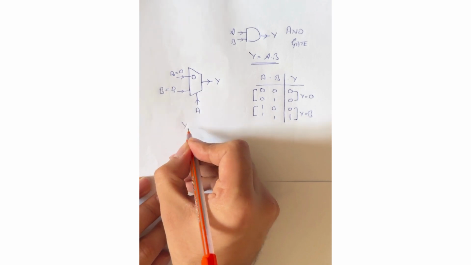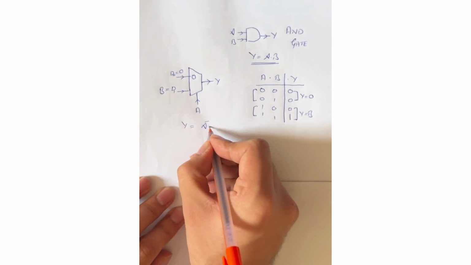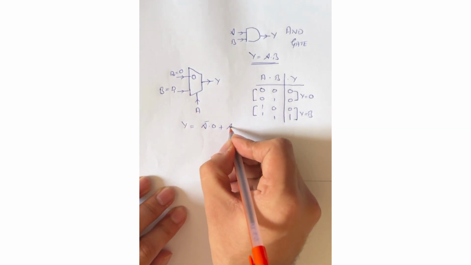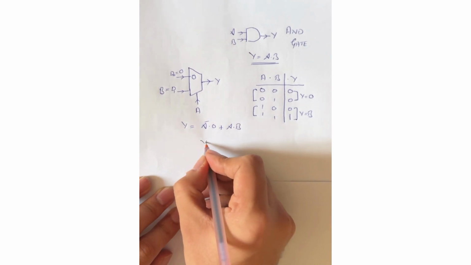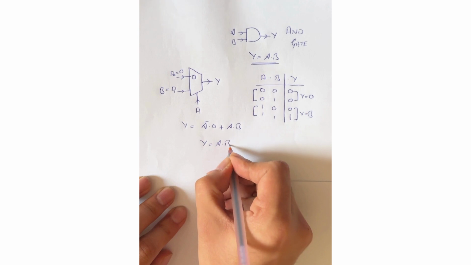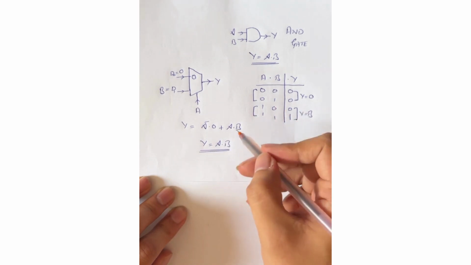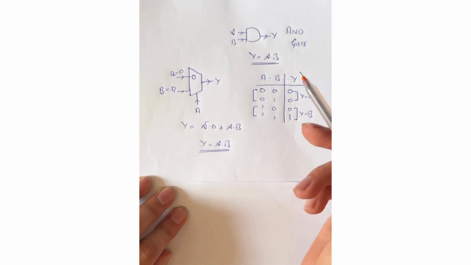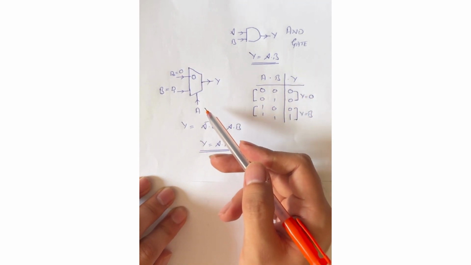Now coming to the Boolean expression, Y equal to A bar into 0 plus A into B. This becomes Y equal to A into B. So this is how you implement an AND gate using 2:1 MUX.